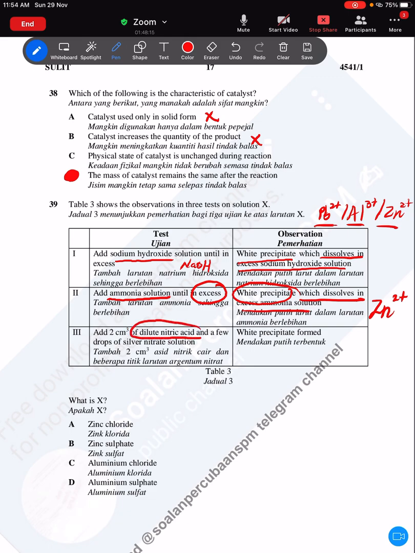Nitric acid is added with silver nitrate. This is a test to test what? Chloride ion. Therefore, solution X is actually zinc chloride. This is the answer. Zinc chloride. Any questions, my dear students?